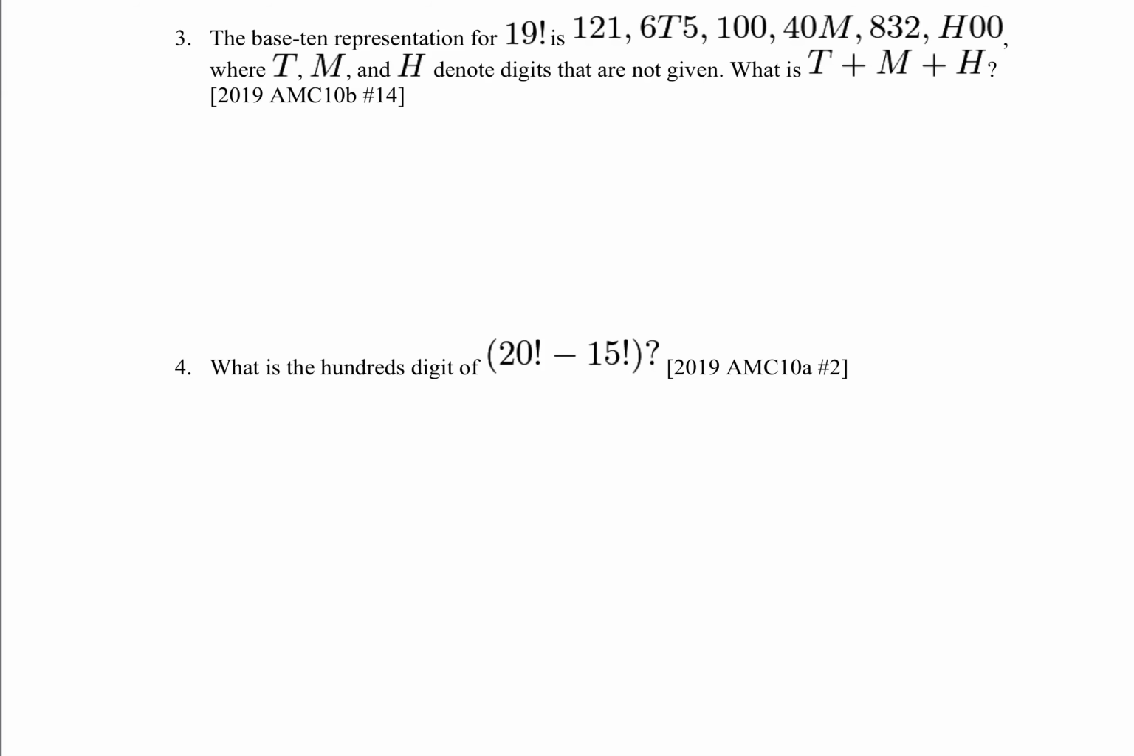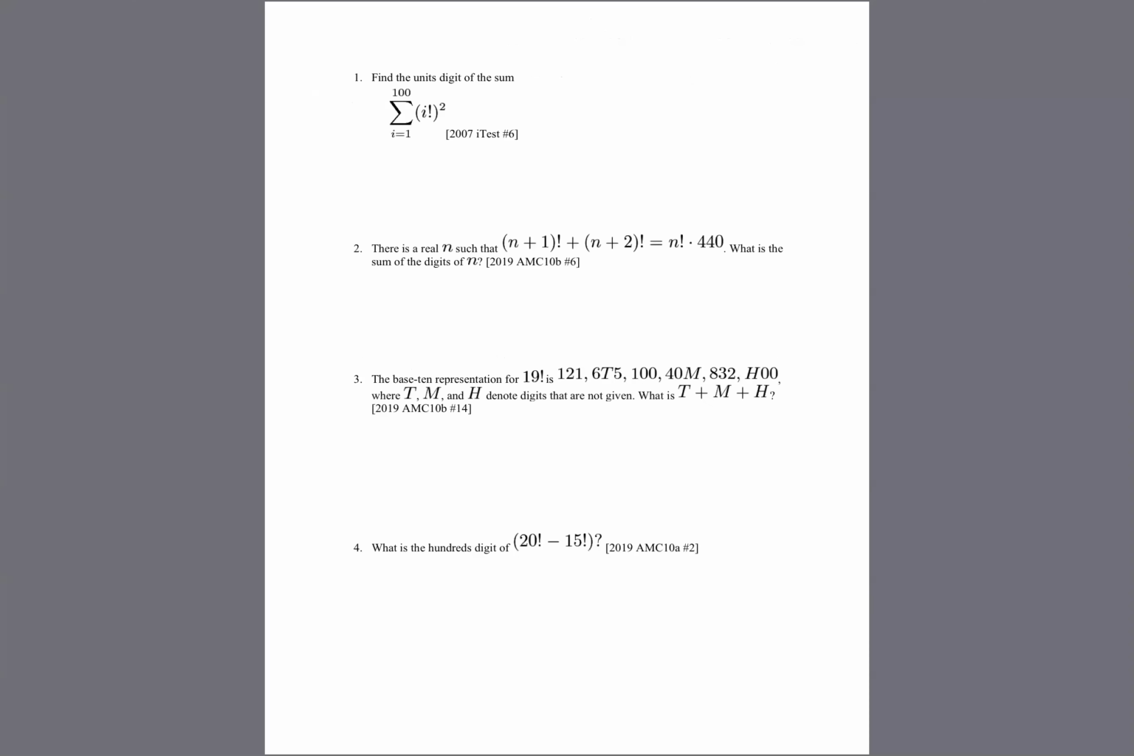I'm not sure what you mean by factor out the 20 factorial, because the 15 factorial is not a multiple of 20 factorial. Okay, let's go to the next problem.